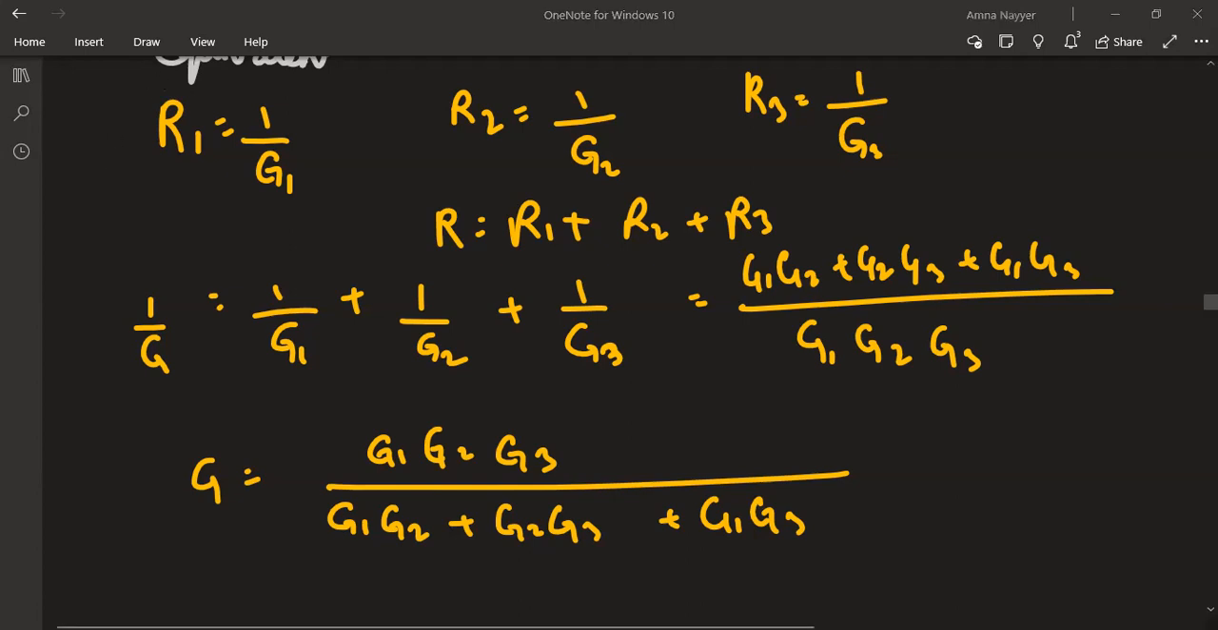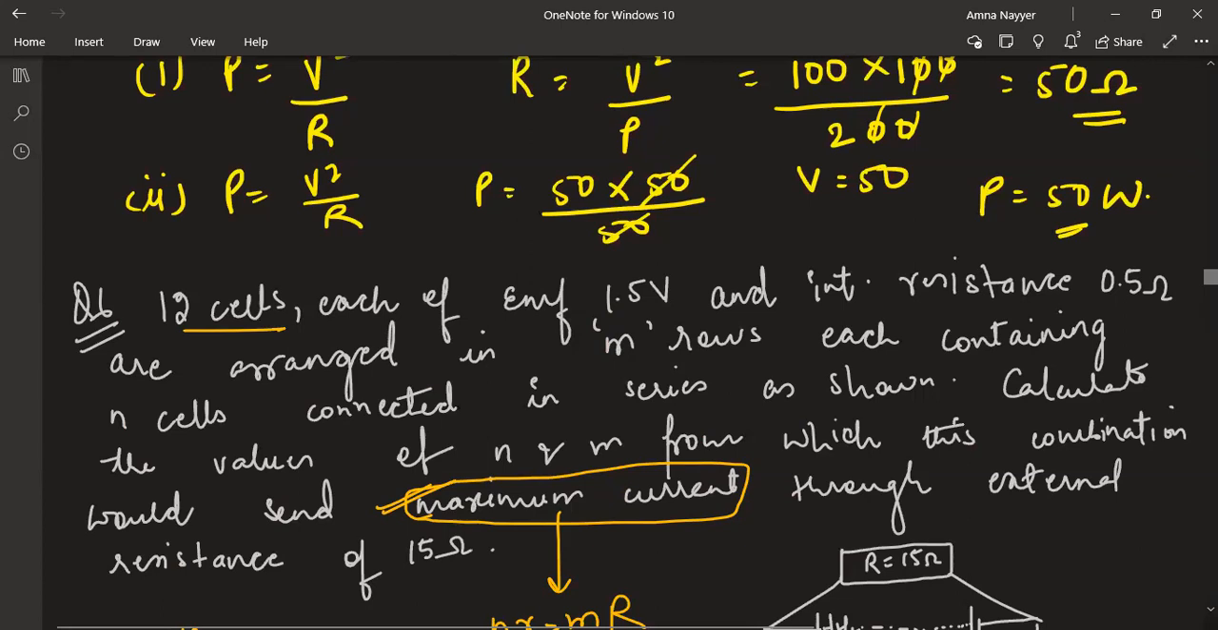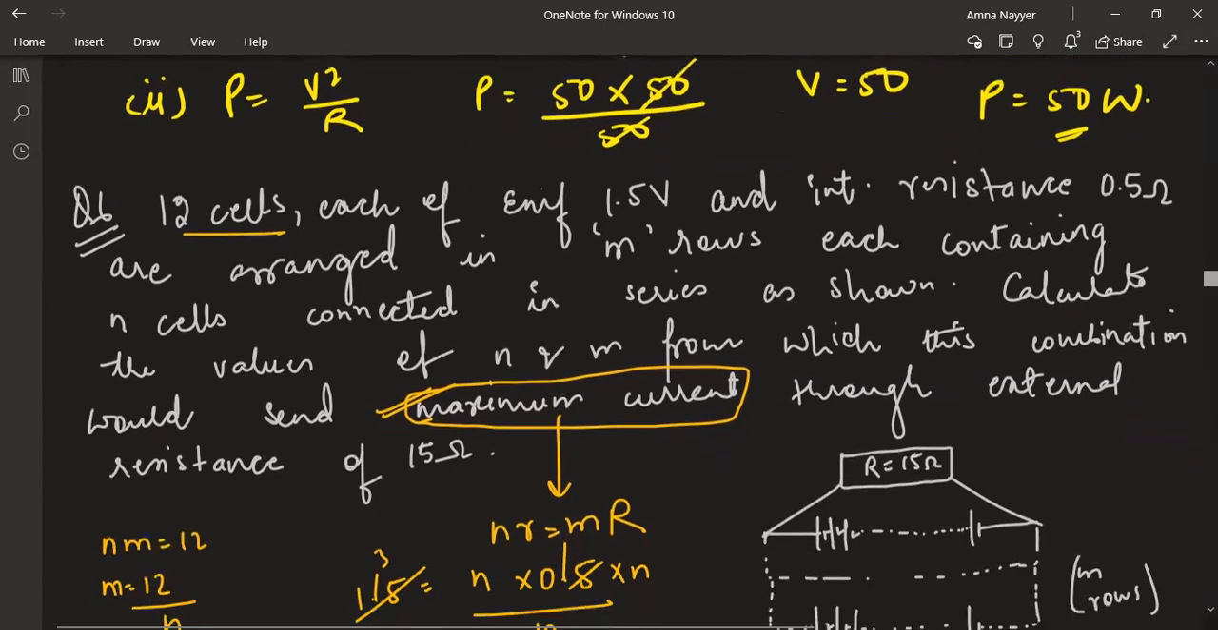One more question, I have written it. Let me just discuss it with you all. See this question, it says that 12 cells each of EMF 1.5 volt and internal resistance 0.5 ohm are arranged in m rows, each containing n cells connected in series. You have to find out the value of n and m for which the combination would have maximum current through an external resistor of 15 ohms. See, when maximum current is mentioned, directly write it as n into small r is equal to m into capital R.